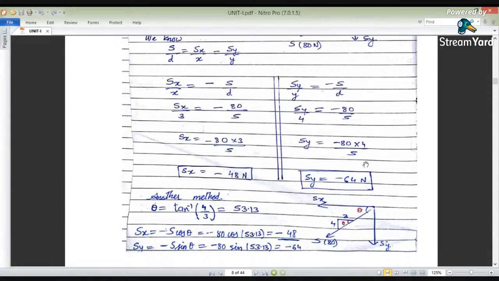In the same way, if we are finding Sx, then by resolution of the force we take S cos theta. So Sx is equal to S cos theta with a minus sign. Why the minus sign? Because it is acting on the left side. So minus 80, which has been given, times cos of 53.13, the theta we have already calculated from this triangle. So minus 48, whereas Sy comes to be minus 64. In this way we have calculated the angle, that is theta is equal to 53.13.